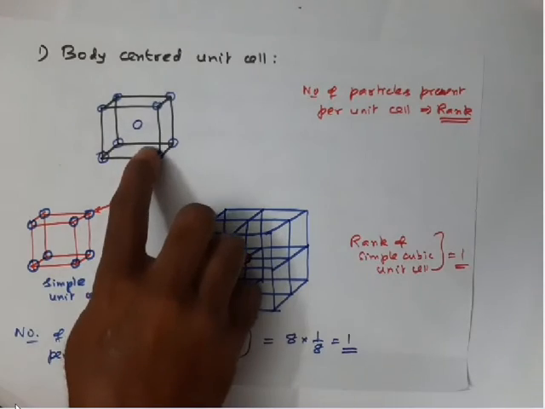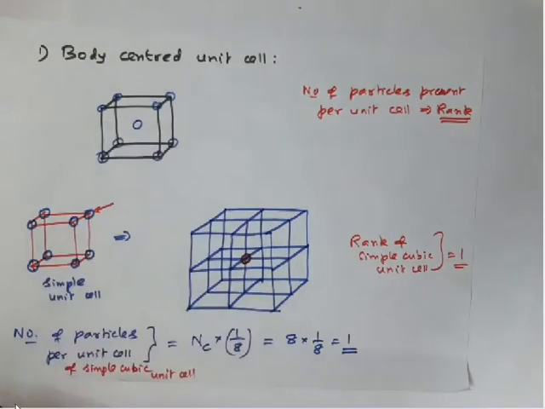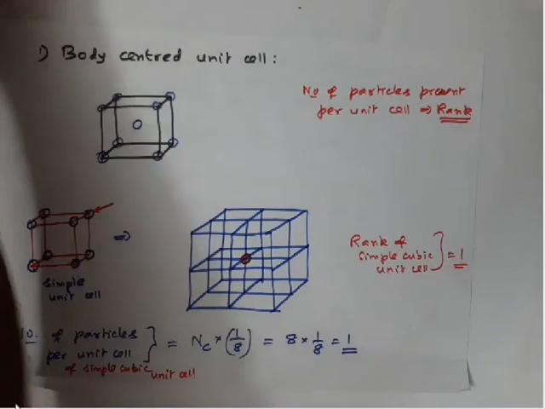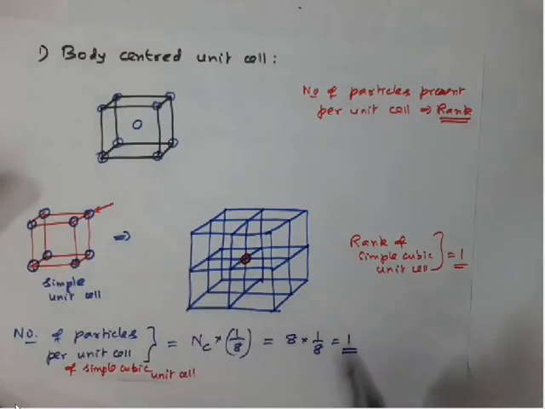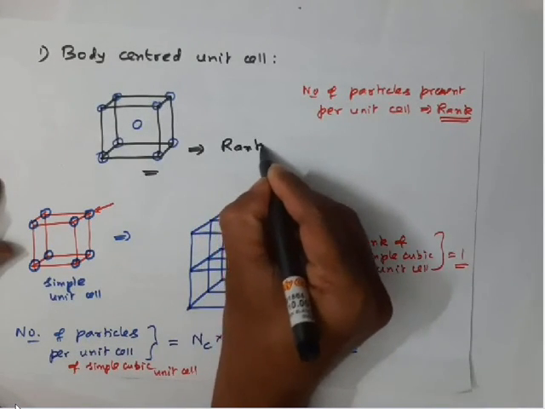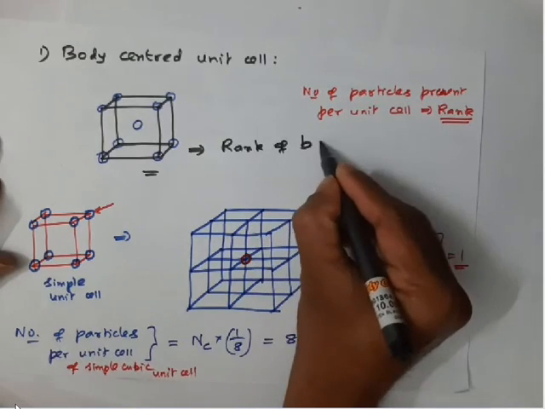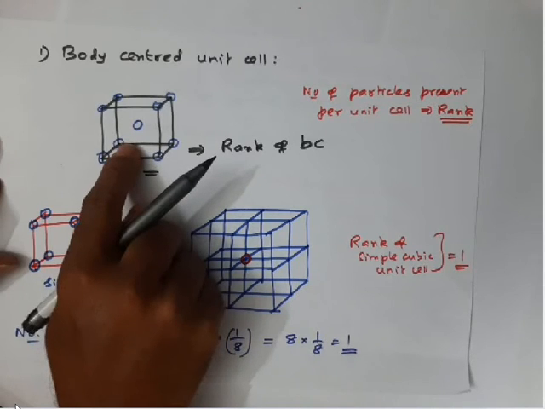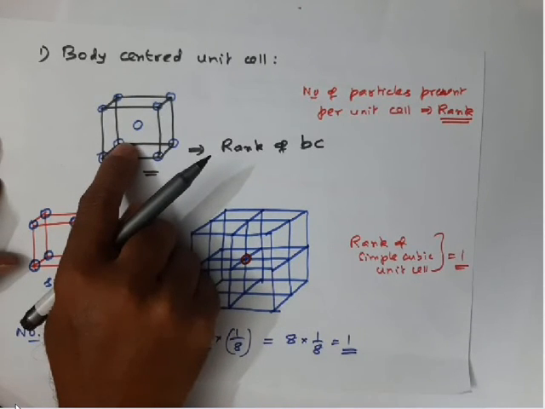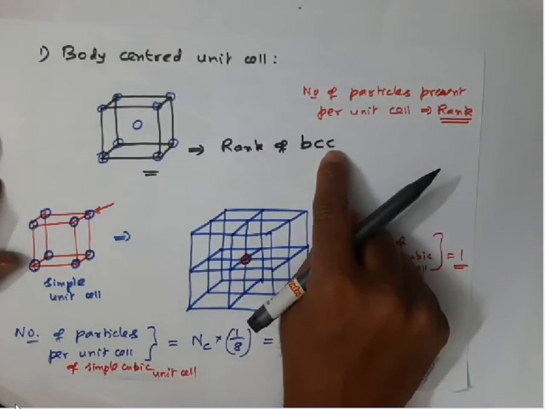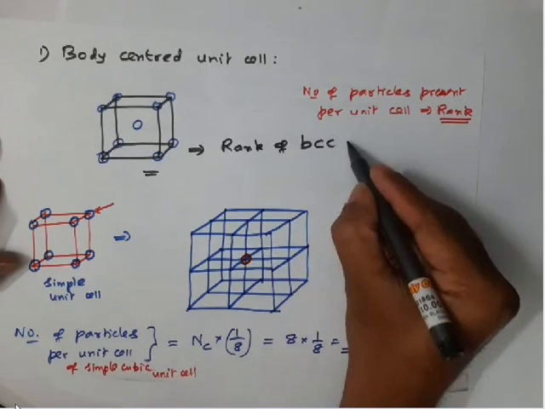Similarly, we have to find out the rank for the body centered unit cell. Shall we proceed? I'll write here. For the body centered unit cell, what's the rank? Is this a cubic unit cell or not? Yes, sir. So I'm introducing another term here: body centered cubic unit cell, BCC. Rank of BCC unit cell.